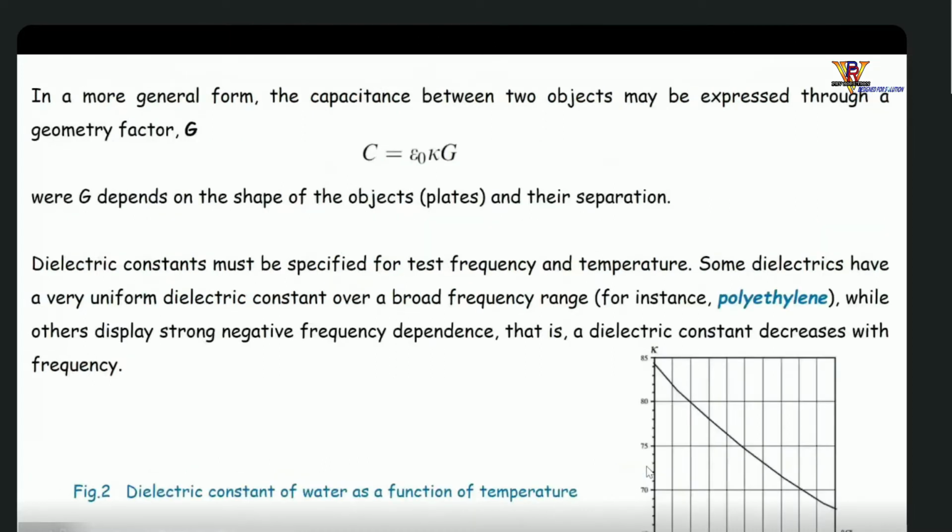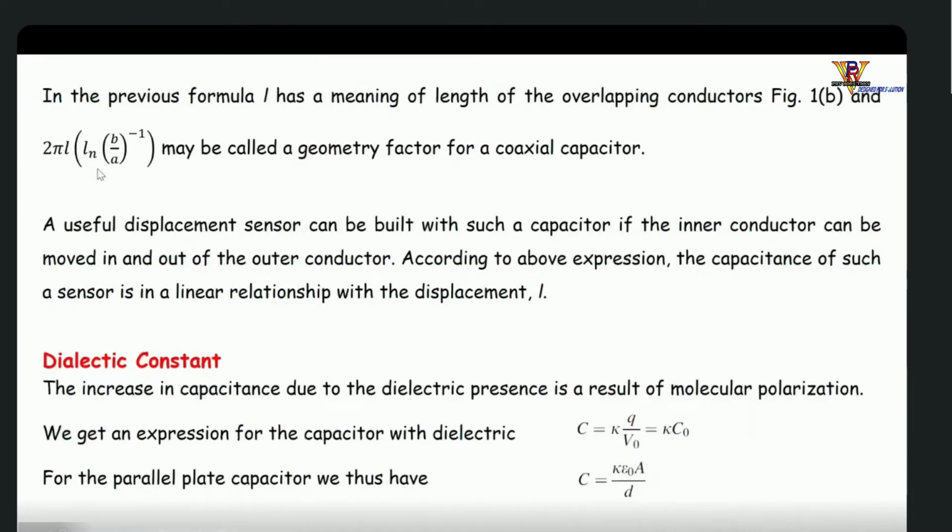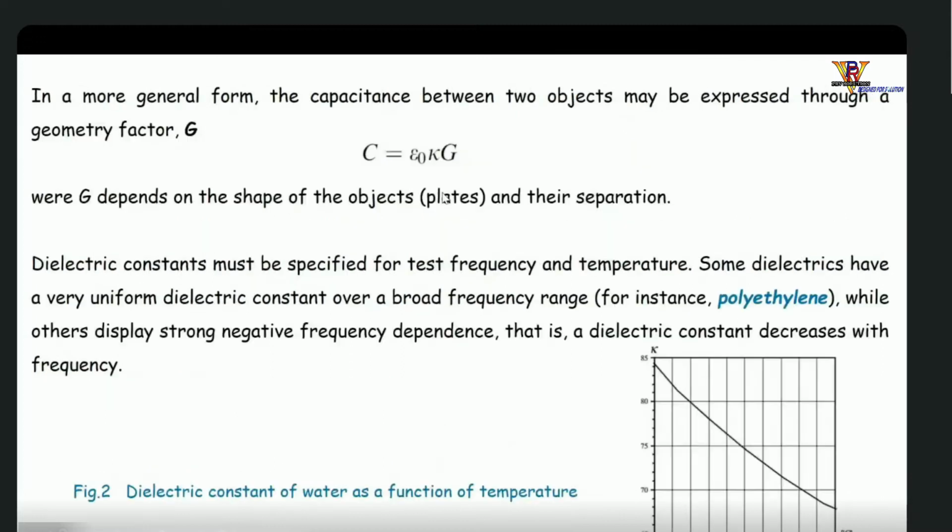In more general form, the capacitance between two objects may be expressed through a geometry factor. That is the ratio of A by D in the case of parallel plate capacitors, and it is given by the expression 2 pi L times the inverse of natural log B by A for the cylindrical capacitor. So this is the geometry factor G.